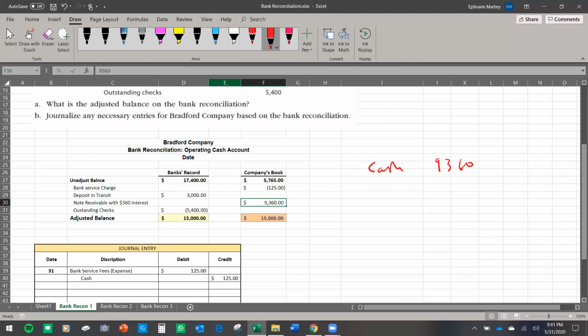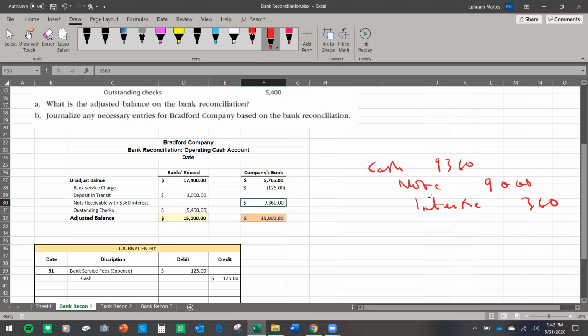But interest revenue, we have earned interest on the note receivable. So our note receivable was not 9360. Note receivable was the difference between 9360 and the 360. So that means our note receivable, someone was owing us how much? Probably 9,000. And then we have an interest revenue of 360. So that's how your journal entry will be.